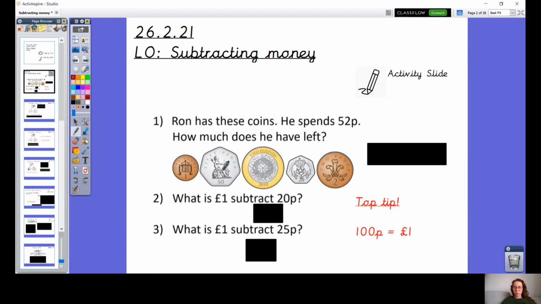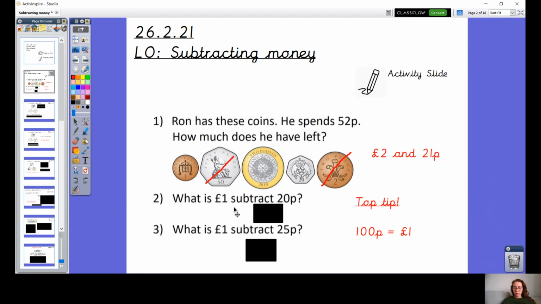I'm going to do some crossing out to help me here. He spends 52p. Let's look at what's left. I've got £2 and 21p. Tick-a-tick, got it right.